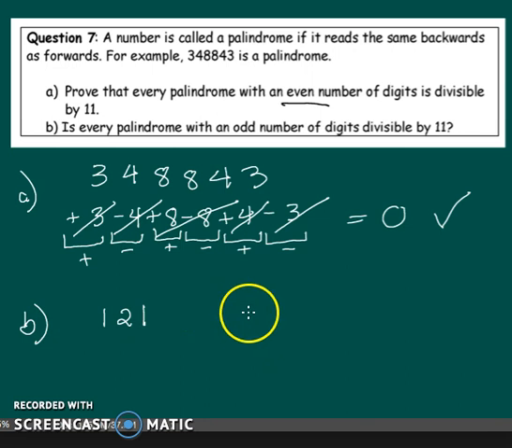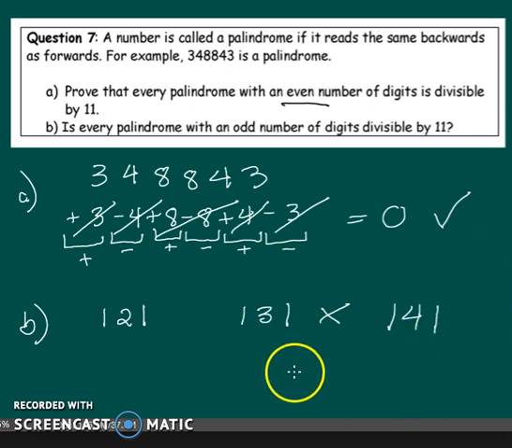Now, what if I just add 10 to that and I end up with 131? That's a number that is a palindrome, and it's got an odd number of digits, and 131 is not divisible by 11. Neither is 141. So that's all we need to prove that not every palindrome with an odd number of digits is divisible by 11.